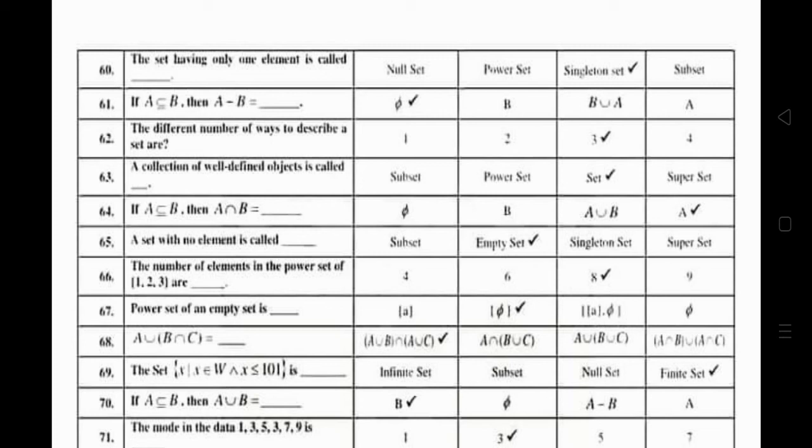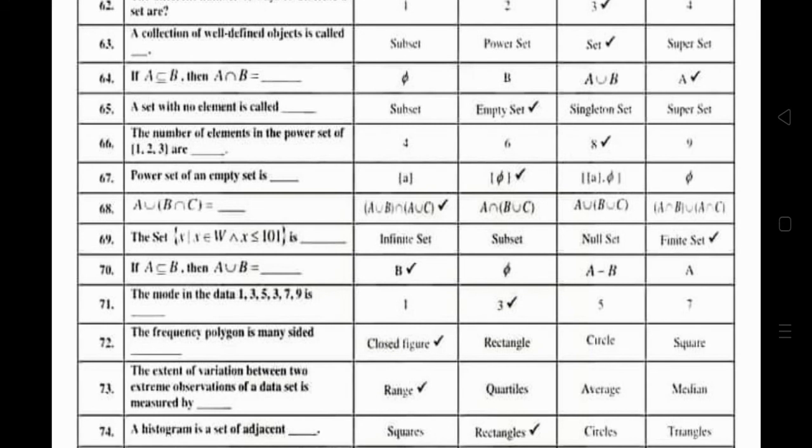A collection of well-defined objects is called a set. If A is a subset of B, then A intersection B is equal to A. A set with no element is called the empty set. The number of elements in the power set of {1, 2, 3} is 2 to the power 3, answer is 8. The power set of an empty set is the empty set. A union (B intersection C) is equal to (A union B) intersection (A union C).